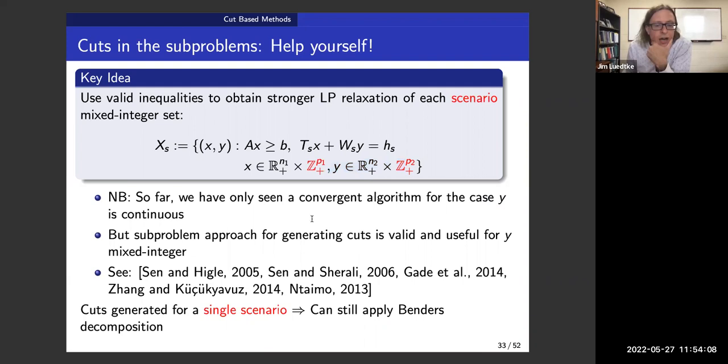And so there are lots and lots of approaches that have been studied in the stochastic integer programming literature for how you generate cuts for these single scenario problems and then incorporate them into this overall decomposition algorithm. But the key point of all of this is we're generating these cuts just for one scenario at a time. We're not generating cuts that link different scenarios to each other. And because of that, we can still apply the Benders decomposition algorithm basically without modification. And I'll show that in just a second here.